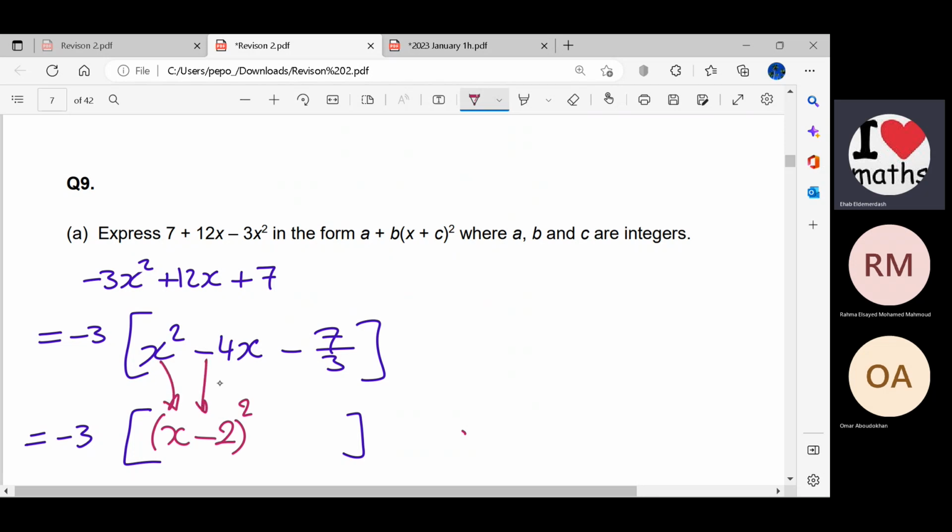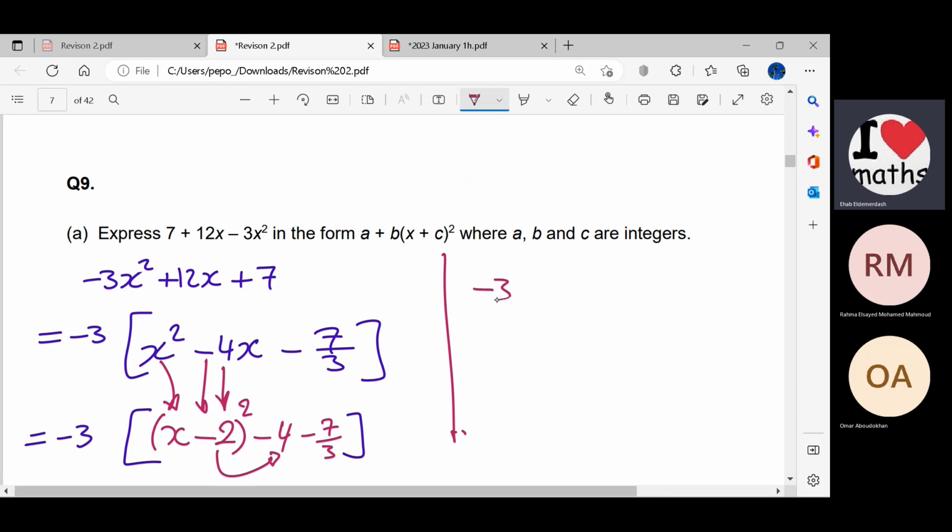This sign I have to keep. This value I have to divide by 2. All power 2 minus this amount I have to take it squared, so it's minus 4. Minus 7 over 3. What should I do? I can expand. I can simplify and expand, or I can expand then simplify.